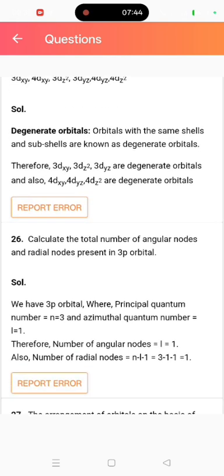Calculate the total number of angular nodes and radial nodes present in 3p orbital. Okay, angular nodes is L itself. The formula for finding radial nodes is n minus L minus 1. So for 3p, 3 minus 1 minus 1, that is 1. And for 3p, angular nodes: for p, L is 1, so angular nodes equal to L, that is equal to 1.